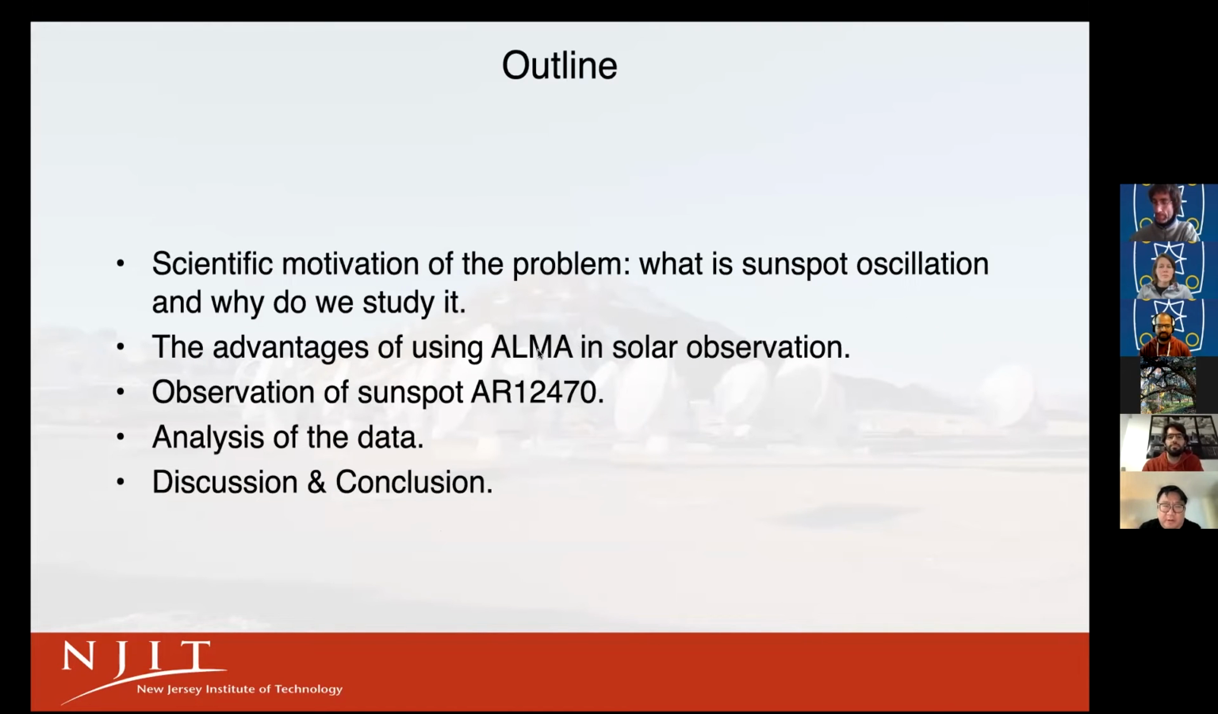So in my talk, I'm going to cover the following materials. Basically, the first one is quite obvious: the motivation of the problem. Well, what is a sunspot oscillation, and why do we study it? And then I will touch on some of the features and advantages of using ALMA in solar observations, and then I will come to the observations of this specific sunspot, AR12470, followed by the analysis, discussion, and the conclusion.